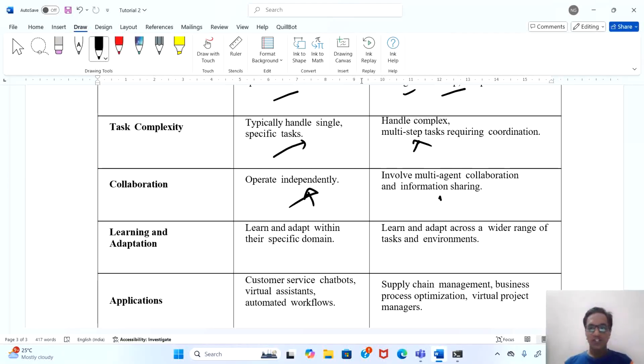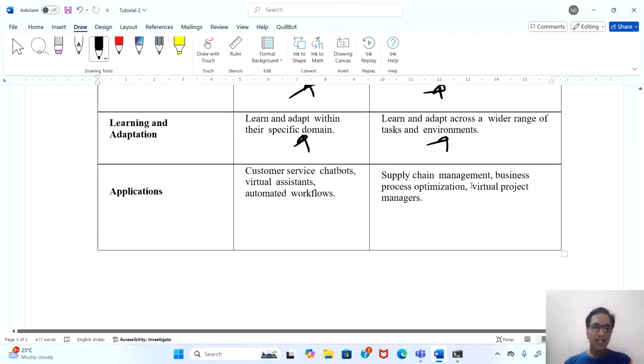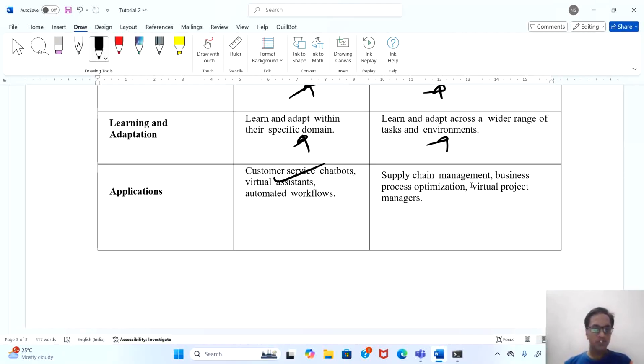While multi-agent systems work in collaboration. An AI agent learns and adapts within a specific domain. However, multi-agent agentic AI learns and adapts within a wider range of tasks and environments. And the applications for AI agents are customer chatbots, virtual assistants, automatic workflows. While in the case of agentic AI, we have supply chain management, business process optimization, and virtual project managers as applications. So this is all about the difference between AI agent and agentic AI.